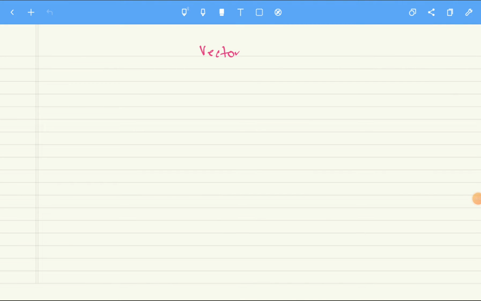Welcome students. Today in vectors we'll be discussing section formula. In coordinate geometry in 11th class we did section formula. Now we'll do it for vectors and we have two cases. Section formula for internal division.